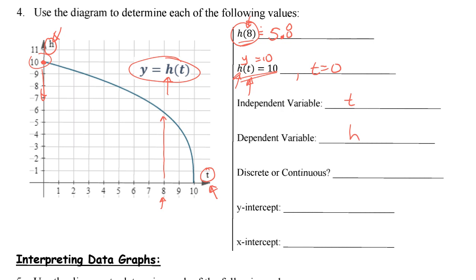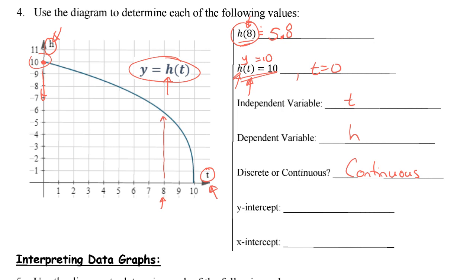Now, is this data discrete or continuous? Well, it's continuous. How do I know that? Because if it was discrete, what I would see would be dots, disconnected dots. But I don't. This is a smooth line. Everything's been connected here. So it's going to be a continuous graph here.